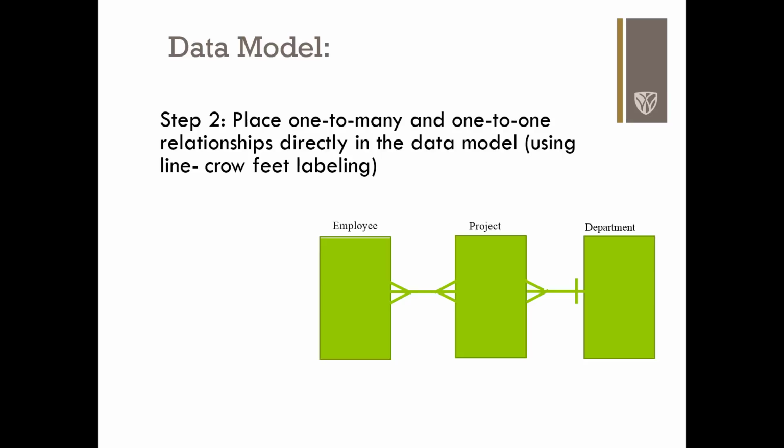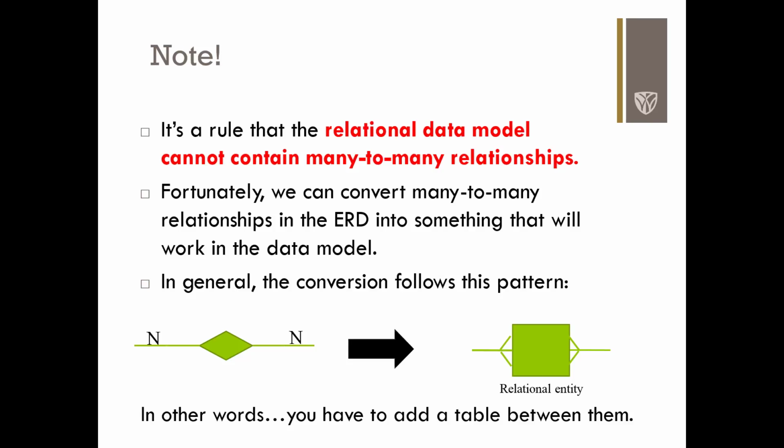However, one thing we need to keep in mind is a relational data model, while it can handle a one-to-many relationship directly, it can't handle a many-to-many relationship directly. So relational database management systems do not have any mechanism in place to directly handle a many-to-many relationship. The good news is there's a way around that. And here's what we do.